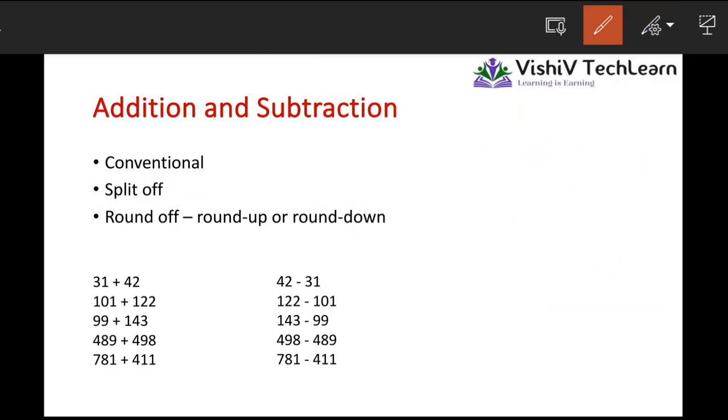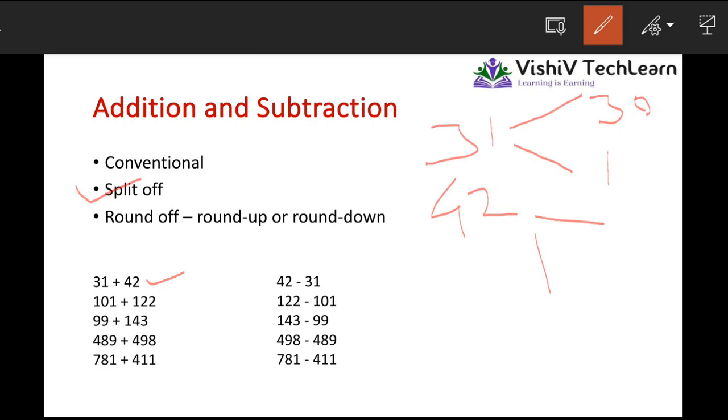So let's first talk about split off. The example given here is 31 plus 42. So if we have these two numbers 31 and 42 with us, we can split the 31 in two parts. These two parts could be, one part is 30, right, and the other part is 1. Similarly, we can split 42 into two parts. These two parts will be 40 and the second part will be 2.